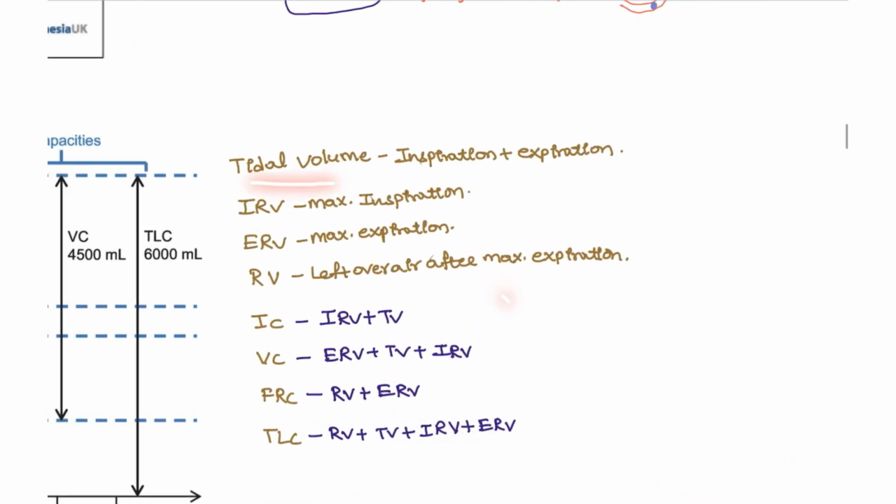So tidal volume is a normal inspiration and expiration. IRV is the maximum inspiration. ERV is the maximum expiration. And residual volume is the leftover air after maximum expiration. There are also capacities: inspiratory capacity, which covers the inspiratory reserve volume and the tidal volume; vital capacity, ERV plus IRV and the tidal volume; FRC, which covers the residual volume and the expiratory reserve volume; and total lung capacity, which combines all the volumes of the lung.